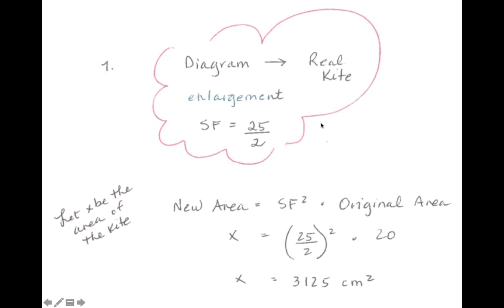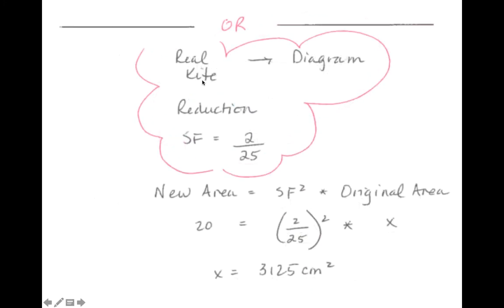Now, that's probably the most natural way to do this question, but I also want you to realize that you can do the questions in whatever order you want. Instead of considering that you're going from the diagram to the real kite, what if we did it so that we were considering going from the kite to the diagram? What we need to realize in that one is that now we're looking at a reduction because the real kite to the diagram is becoming smaller. So the reduction means that we have a scale factor that is smaller than 1.